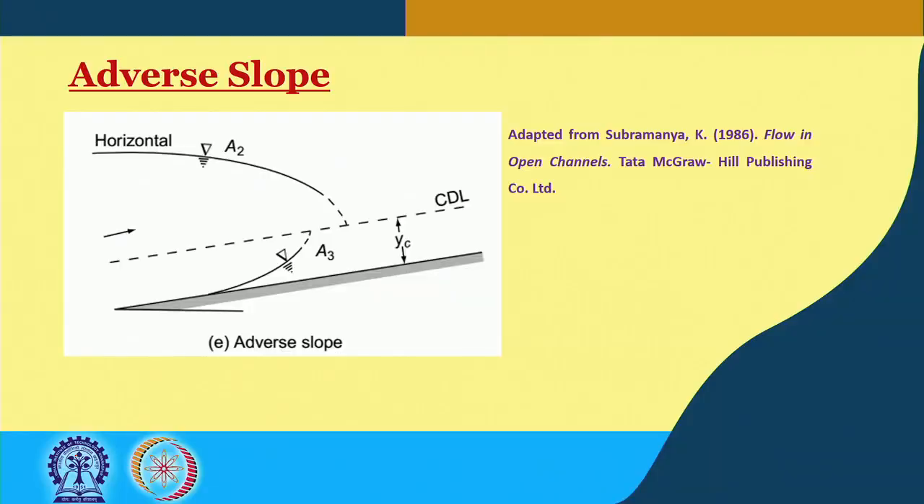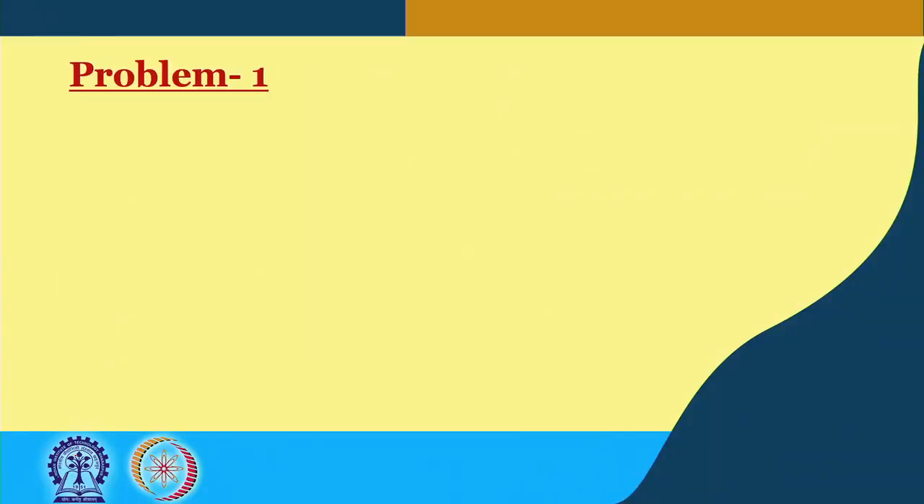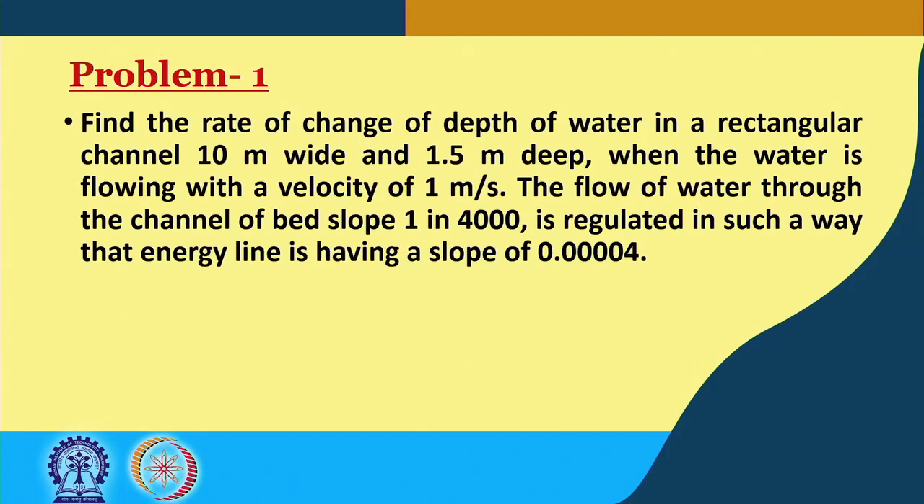Welcome back students to this lecture. Last time we left off by finishing the classification of different types of slopes: mild slope, steep slope, critical slope, horizontal bed and adverse slope. Now we are going to solve a couple of problems on this topic.